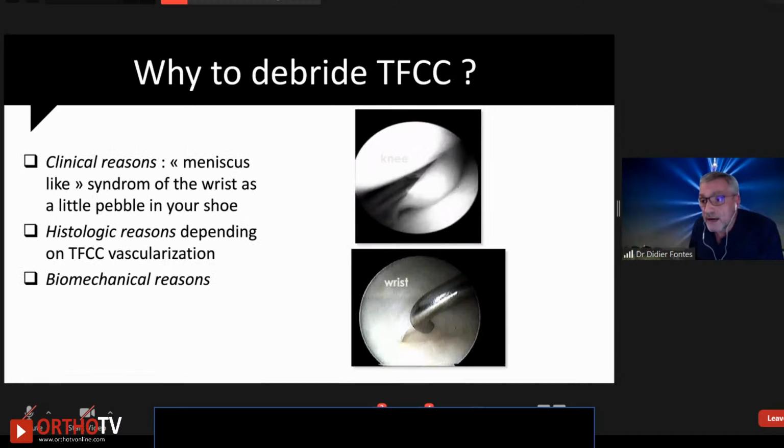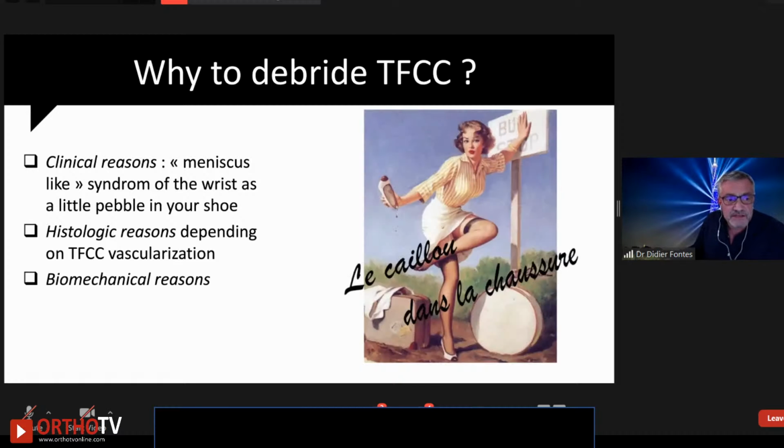But why debride the TFCC? You know there is no vascularization and there is no innervation either. So why is it painful? In fact, it is painful because of the synovitis around it. First of all, medical treatment can be proposed, with a corticoid injection, for example. But if the treatment is not effective, it will create a meniscus-like syndrome, like what we can observe in the knee when there is a lesion of the meniscus. In fact, it is like a little pebble in your shoe. When you have a pebble in your shoe, you want to remove it.